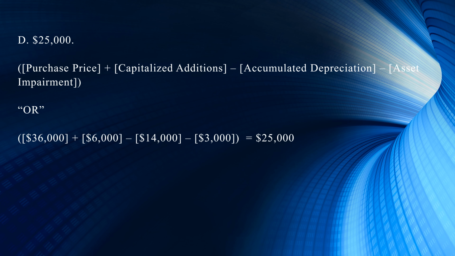So we have $36,000 of the purchase price, $6,000 of the capitalized additions, $14,000 of the accumulated depreciation, and finally the $3,000 for the asset impairment. When we plug all of those numbers together, $36,000 plus $6,000 minus $14,000 and minus another $3,000 is $25,000, or D. So the correct answer to the question, the carrying amount of the computers that's going to be stated on the balance sheet at December 31st, would be $25,000.